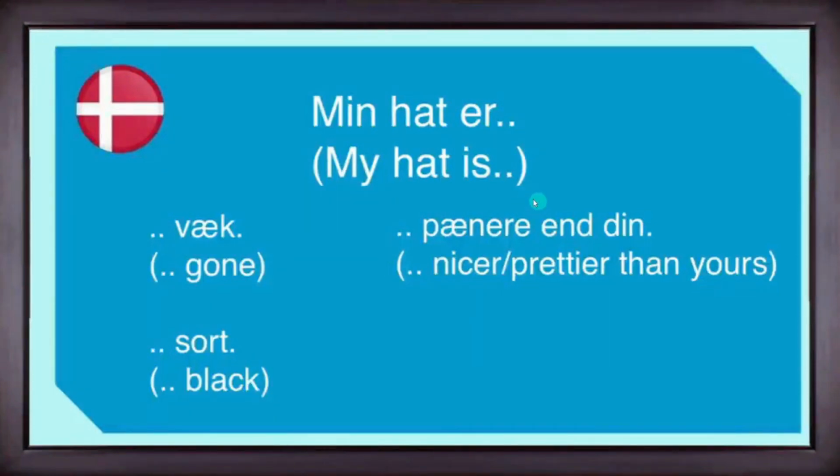So, min hat er væk. Min hat er sort. Min hat er pænere end din. Right? Væk is sort of like, it falls in the adverb category, but sort and pænere, they are both adjectives. Right? So, you just gotta put an adjective here. Min hat er any adjective. Stor, lille, dyr, billig, rund, hård, blød, gammel, ny, any adjective that you can think of. Use your imagination. Alright.